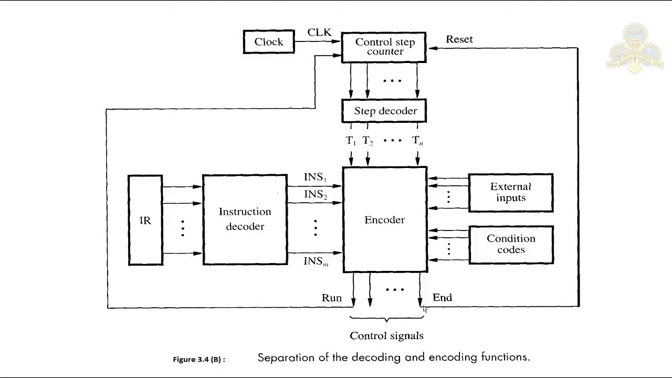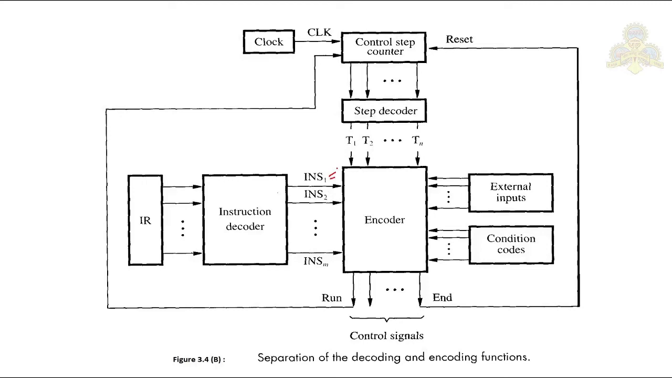Apart from that, we have two control signals called end and run. We will discuss the working of this block. The step decoder provides a separate signal line for each step, or each time slot, in the control sequence. The output of the instruction decoder contains a set of lines, one for each machine instruction. For any instruction loaded into the instruction register, one of the output lines, say INS1, INS2 up to INSM, would be set to 1.